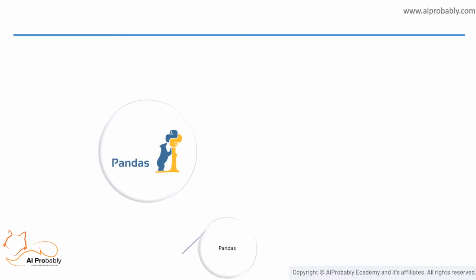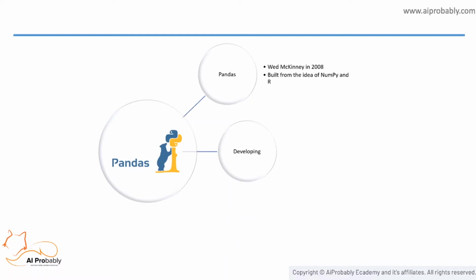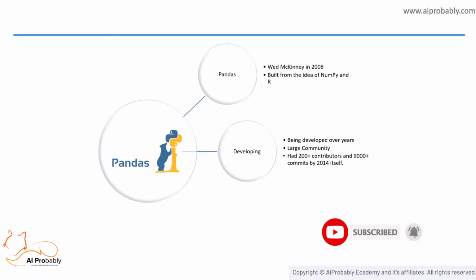Panda is a high-performance open-source library for data analysis in Python which was developed by Wes McKinney in 2008. It has now become one of the standard library for data analysis in Python. It has been developed over the years and has been built over by 200 plus contributors over 900 plus commits by 2014 itself. And many more changes are taking place over the years.